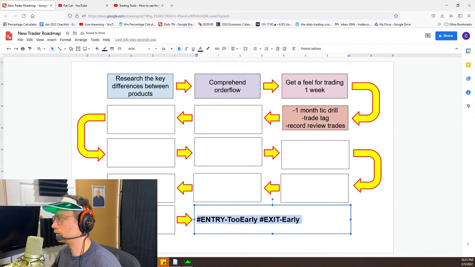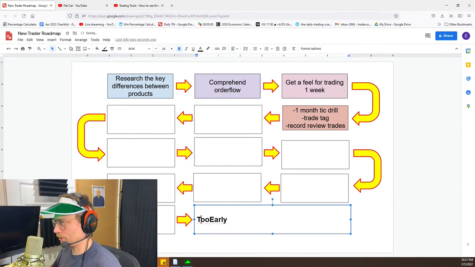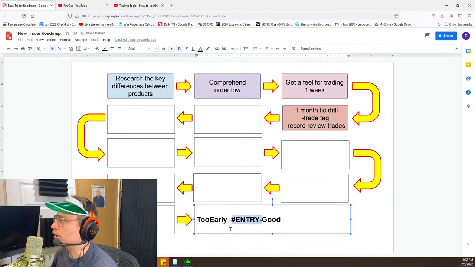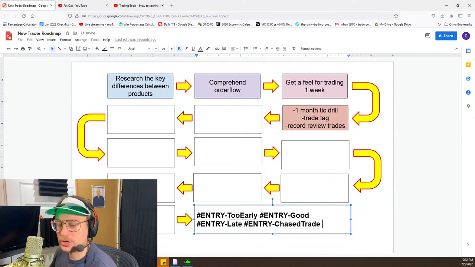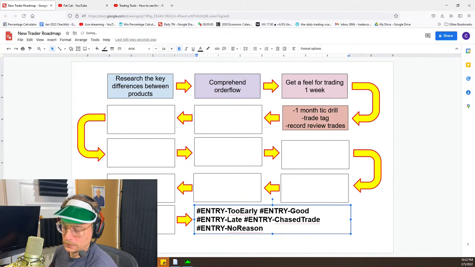So you can have too early. Were you too early? You can have good entry. Was it a good entry? And my tags look goofy. Actually, let's just do it. Entry too early. Entry good. Entry late. Chase trade. And no reason. So, you can use those tags.